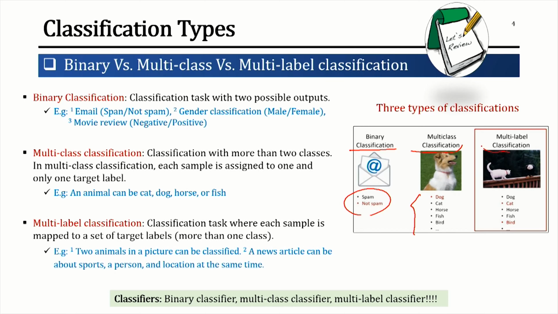And last but not least, we have multi-label classification, where we have many labels and they can be assigned to the inputs. It is possible that there are one or more labels. And from these types of classification, we have different types of classifiers. We also say binary classifier, multi-class classifier, and multi-label classifier.